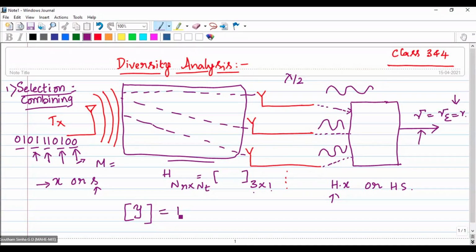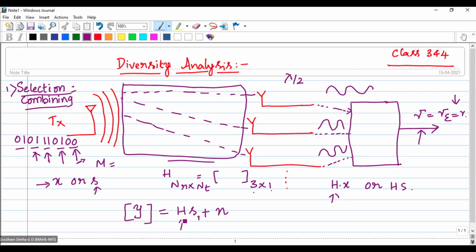This is well understood. Now, in general terms, Y is called the received vector, an NT cross 1 received vector. That is equal to H into S, or X, whatever, that is H into S plus the noise in the system. If you have more branches, H will be H1, H2, H3, but this S would remain the same. H1S plus N1, H2S plus N2, H3S plus N3, and so on and so forth.